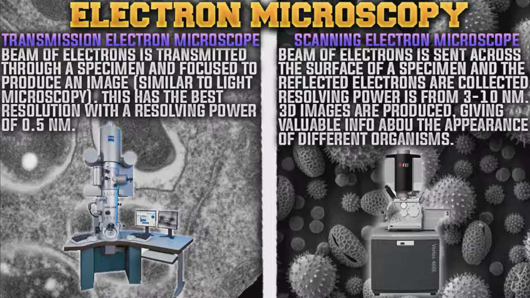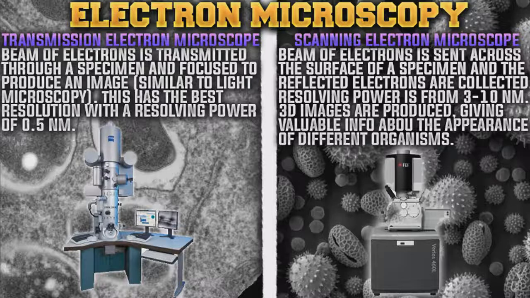In the TEM, a beam of electrons is transmitted through the specimen, and it's focused to produce an image. So it's really similar to the light microscope before, but it's using electrons, which are much smaller than light waves. That means it's much better for resolving, and it has a much higher magnification than a light microscope. Transmission electron microscopes have the best resolving power, 0.5 nanometers. That's an important number to remember because in an exam you could get asked to compare, and they will ask you to fill in the numbers. So that's the transmission electron microscope.